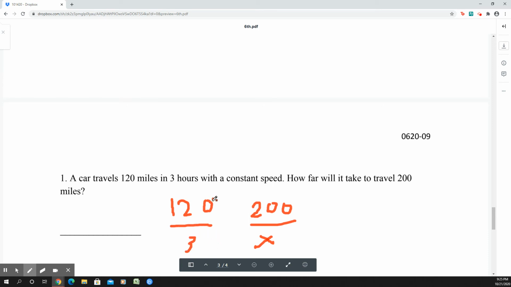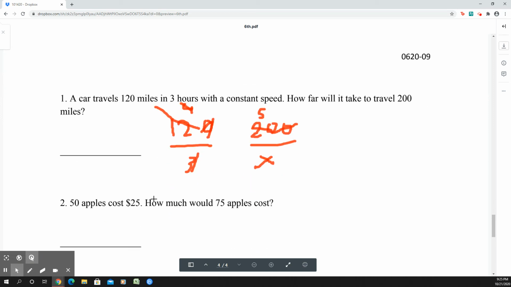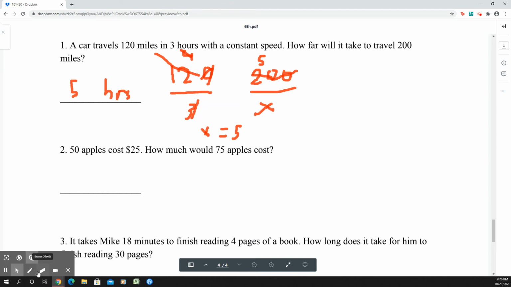So then you just simplify. So then 12 and 20, and then 3 and 4, and then you can divide by 4, to just get a 5. And then after that, it's just x is equal to 5. So then the answer would be 5 hours. Okay. And that's what a proportion would be. It's fairly straightforward. The only thing that you need to be worried about is finding out what the question is asking.